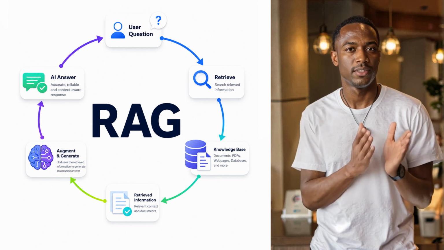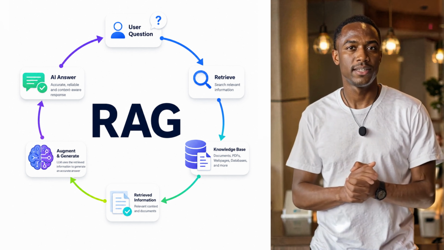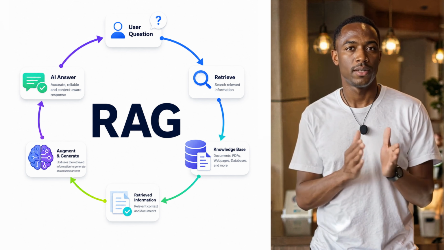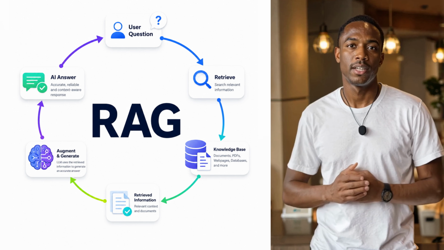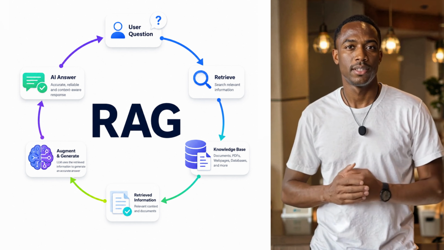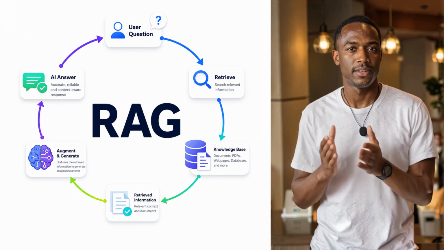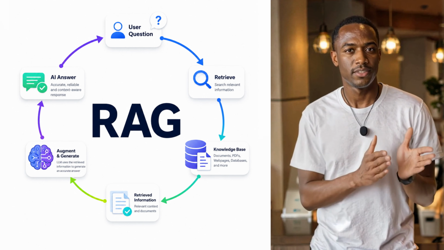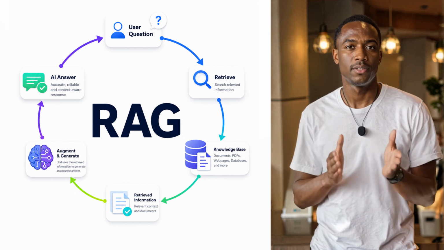Without RAG, the question goes directly to the AI. The AI answers from memory. With RAG, the question goes to the knowledge base. Relevant documents are retrieved. Those documents are sent to the AI. The AI generates an accurate answer. This is why companies use RAG to build customer support bots, internal assistants, document search systems, and AI-powered knowledge bases.